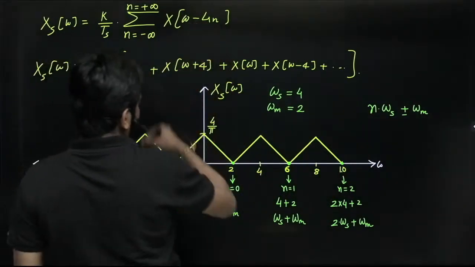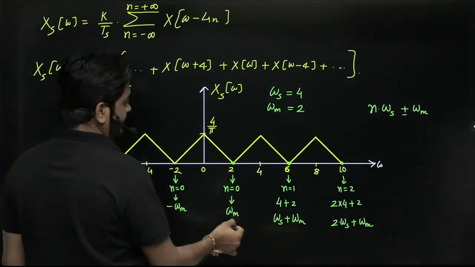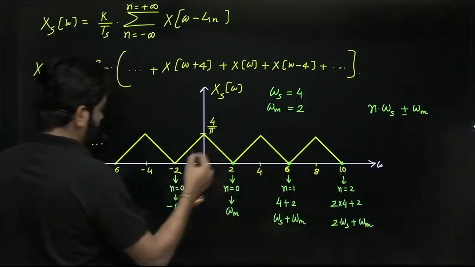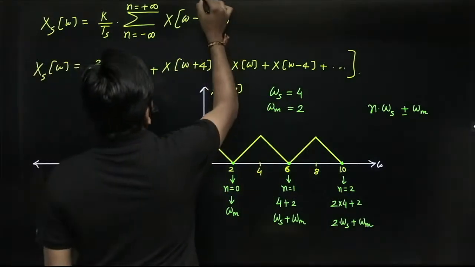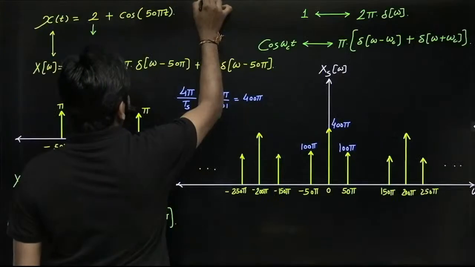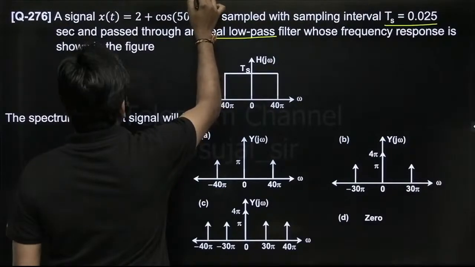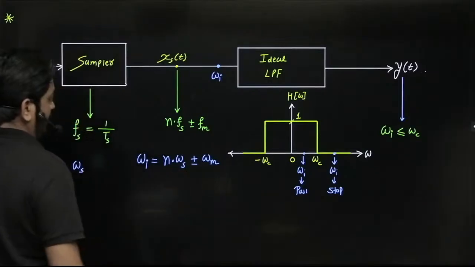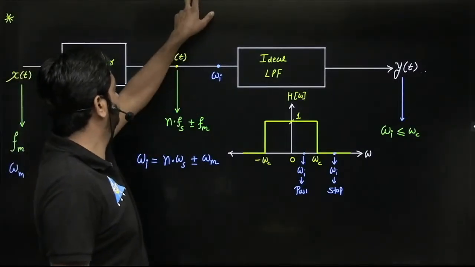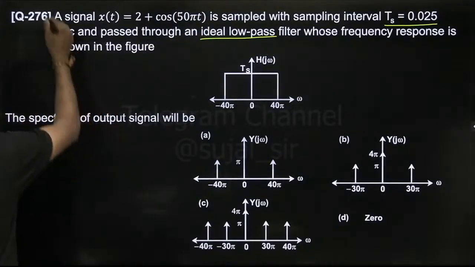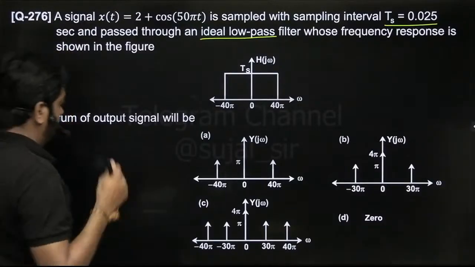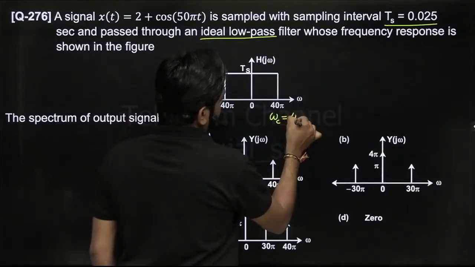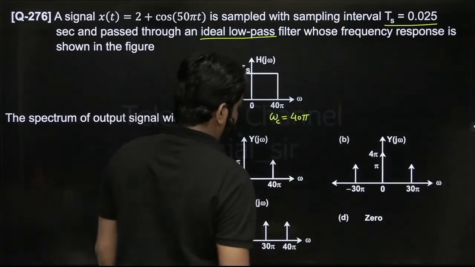Here different frequencies are present: omega m, omega s plus omega m, 2 omega s plus omega m, and the same thing on the other side. In this concept, remember n omega s plus or minus omega m. Now the low pass filter cutoff frequency is 40 pi.